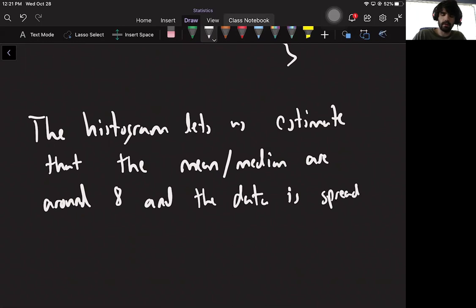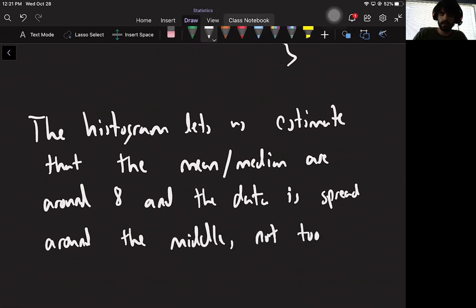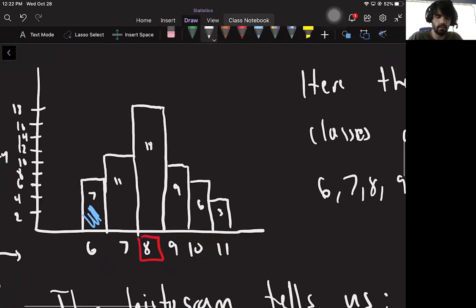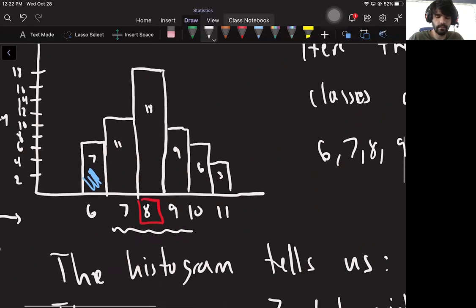But even better, it is spread around this 8. So it's not too far. So most of the data is around 8. It's not super spread out. Okay.